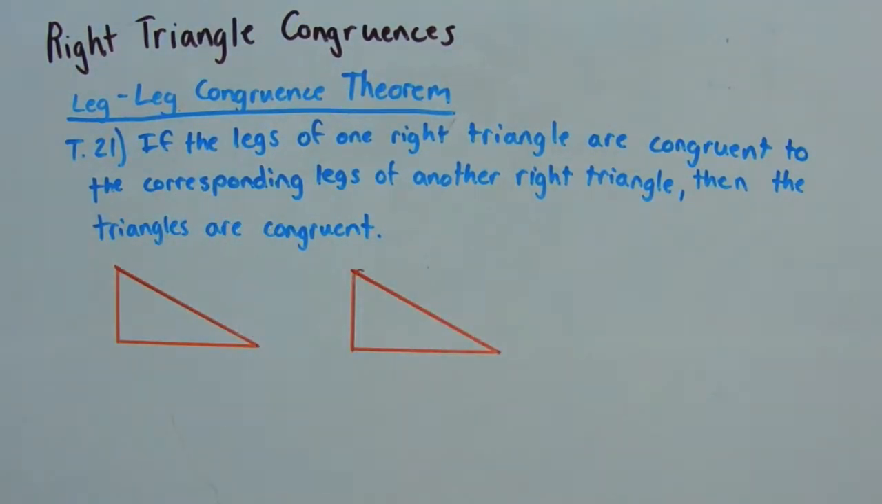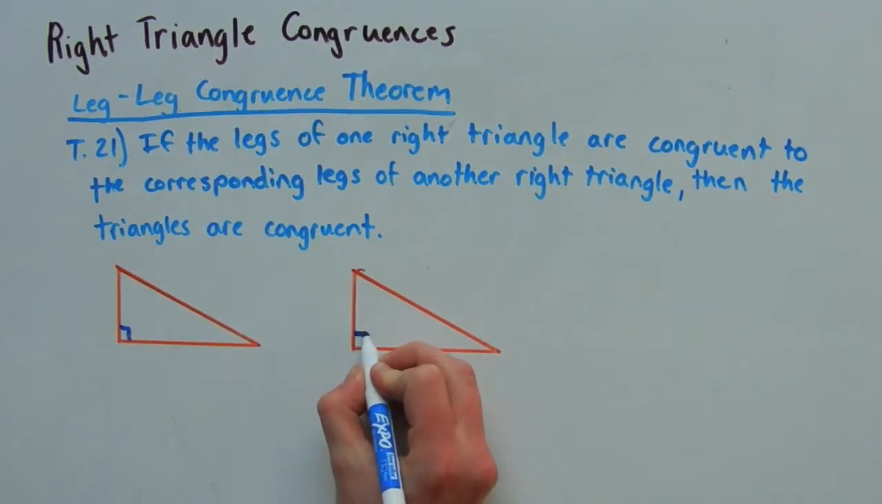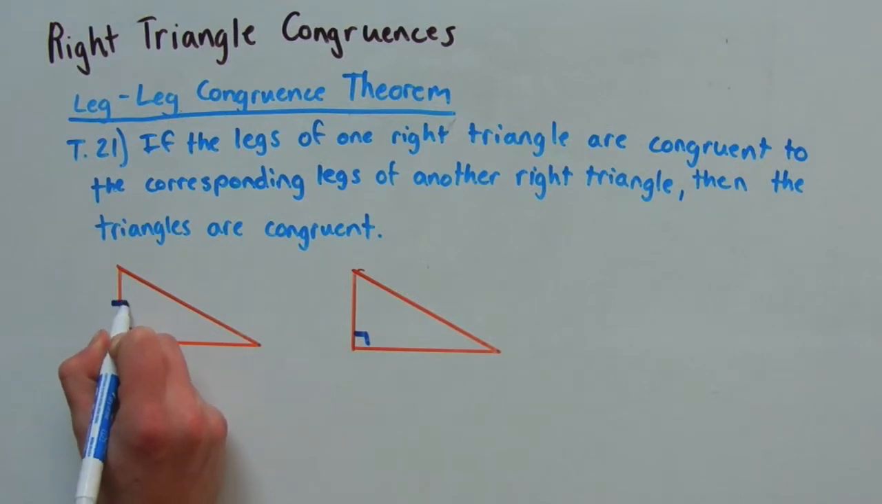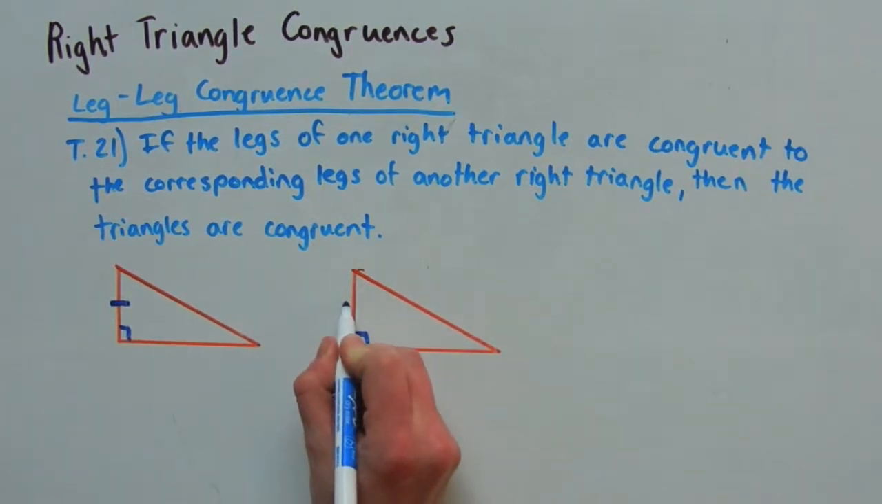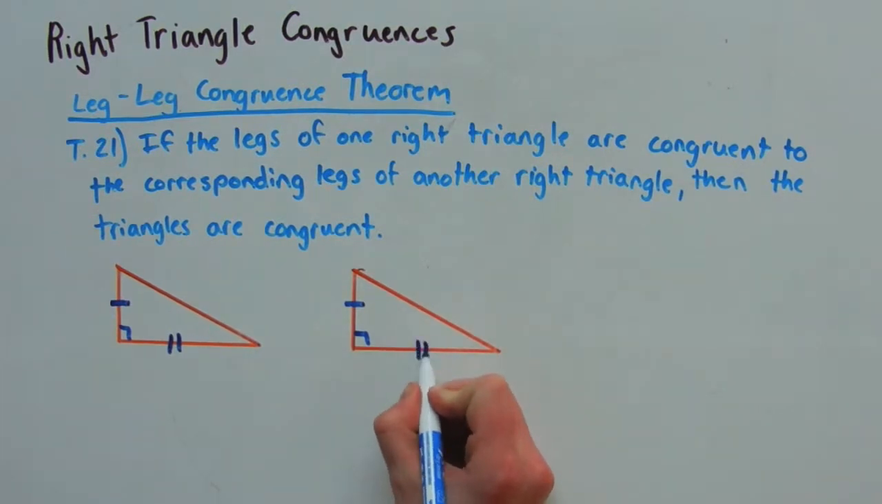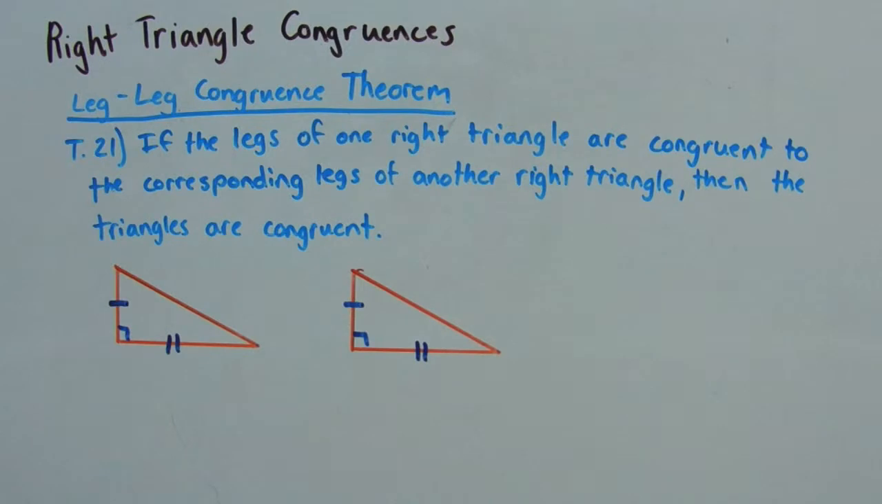The leg-leg congruence theorem, T21, says that if the legs of one right triangle are congruent to the corresponding legs of another right triangle, then the triangles are congruent. So here we have our two right triangles, and we're going to say that this leg is congruent to the corresponding leg, and this leg is also congruent to the corresponding leg. So based on this theorem, the two triangles are congruent.